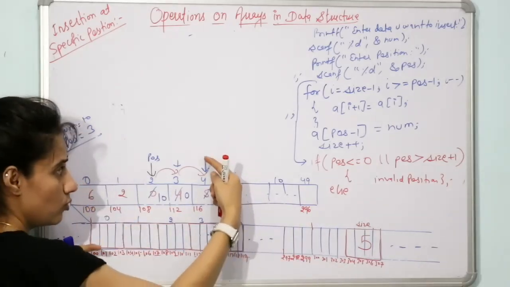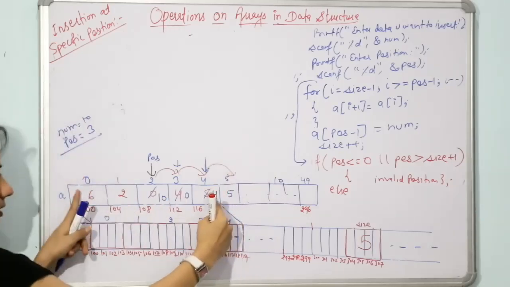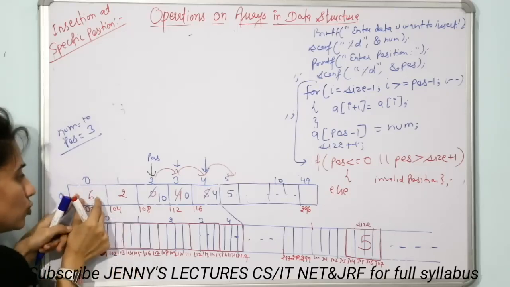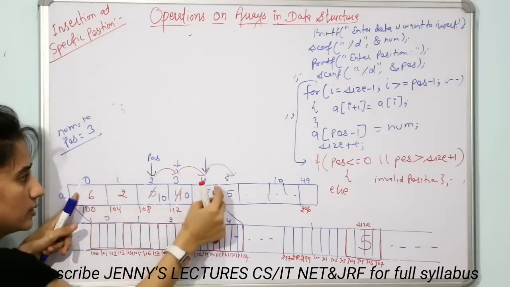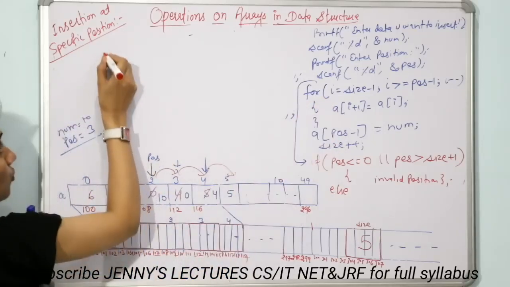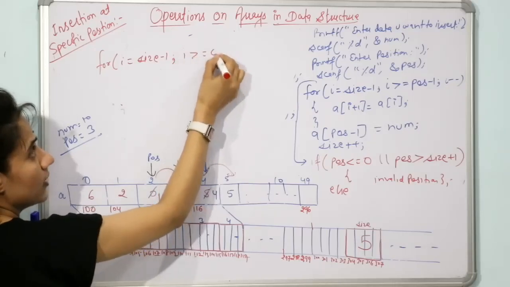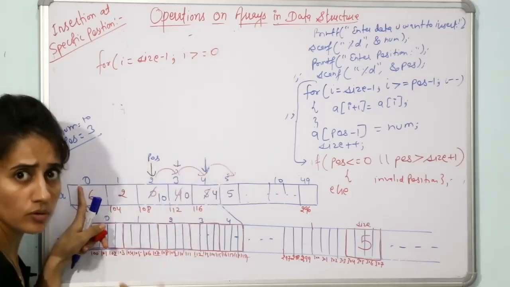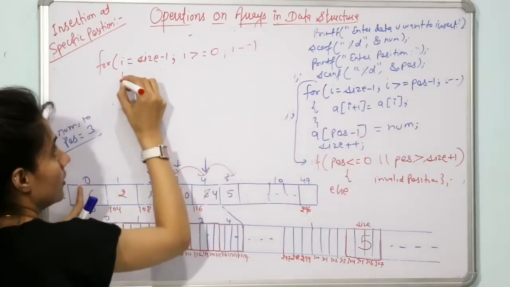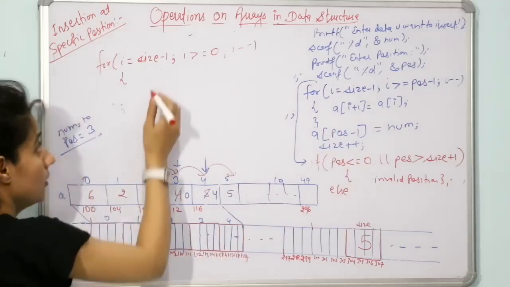Same, you are going to start loop from here, size minus 1, and loop will go till 0. Because obviously you are going to insert here, so you are going to shift all this data to the right side. So simply you will update this for loop like this. I is equal to size minus 1, same, and I should be greater than equal to 0 now. You know the position, so no need to do position minus 1, and I minus minus. Same you will write a of I plus 1 is equal to a of I, fine.